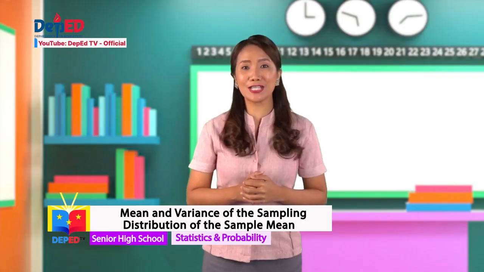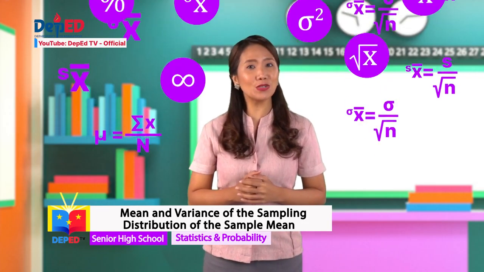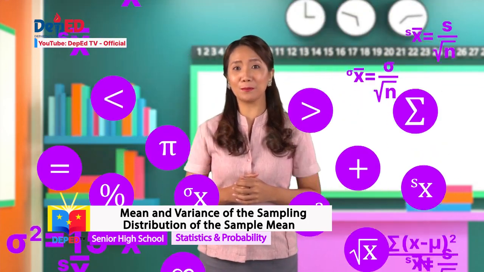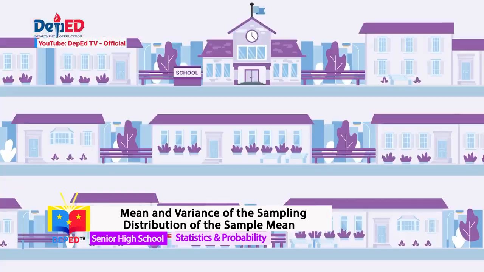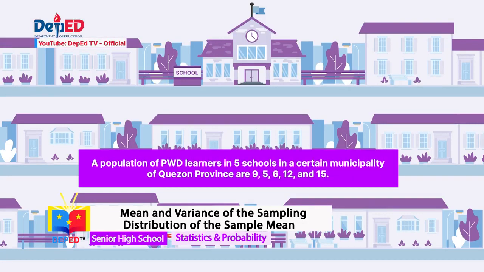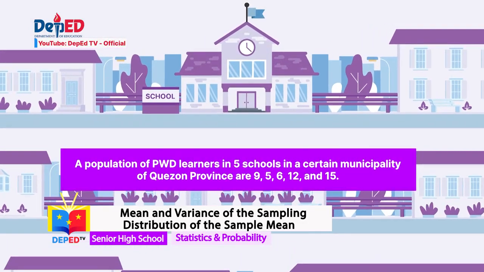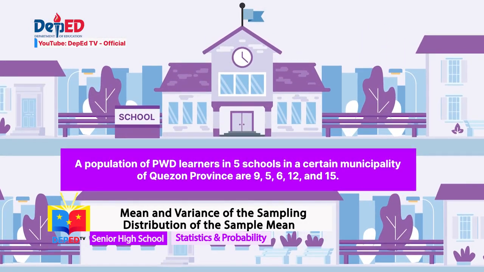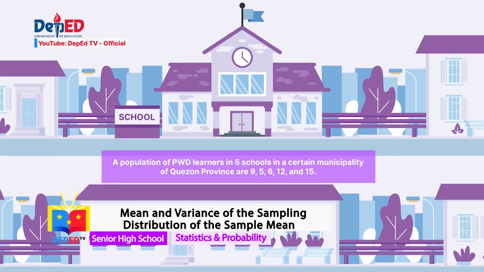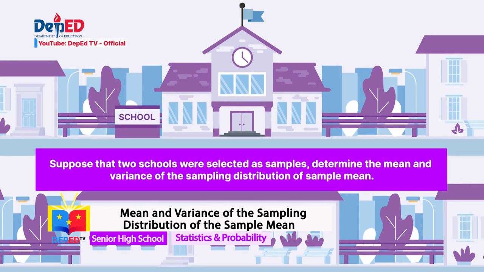The things we need to consider in learning this lesson is to know the symbols and the appropriate formula being asked in a problem. Let's have another problem. A population of PWD learners in 5 schools in a certain municipality of Quezon Province are 9, 5, 6, 12, and 15. Suppose that 2 schools were selected as samples. Determine the mean and the variance of the sampling distribution of sample mean.